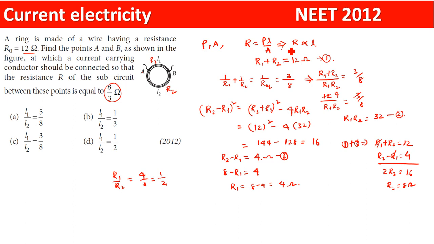Now one thing we have understood is that R is directly proportional to L. So I can say R1 by R2 is equal to L1 by L2, isn't it? So in the place of R1 by R2, let me substitute L1 by L2, which is equal to 1 is to 2 or 1 by 2. So option D is correct. Alright.